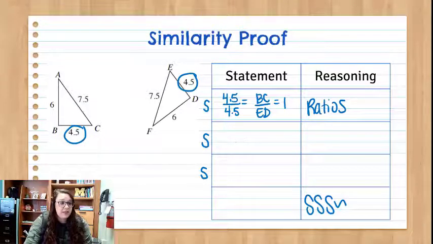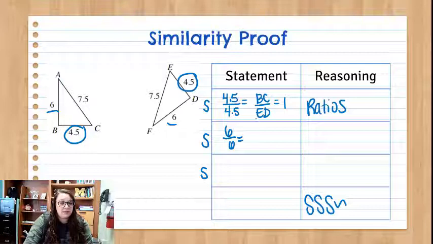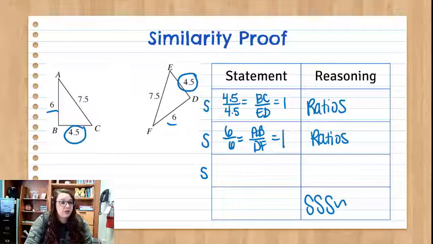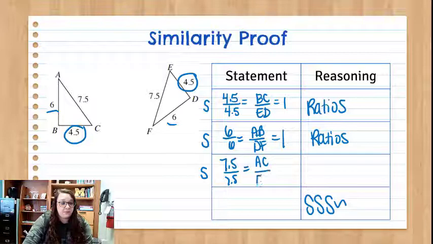My next set, the medium side, is 6 and 6. So 6 over 6 is equal to AB over DF, and 6 over 6 is also 1. Lastly, the long side, 7.5 and 7.5. This is AC and EF. That equals 1 as well.